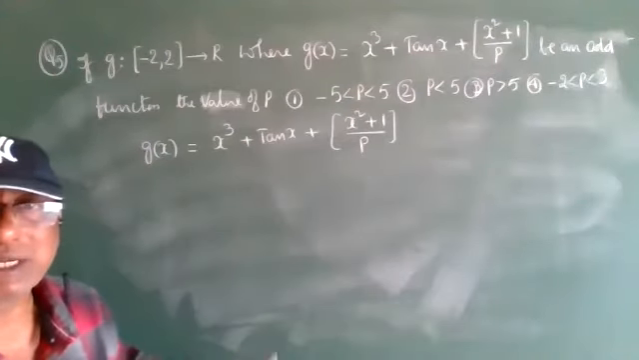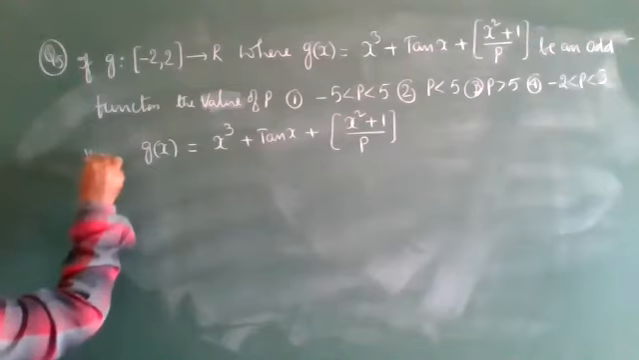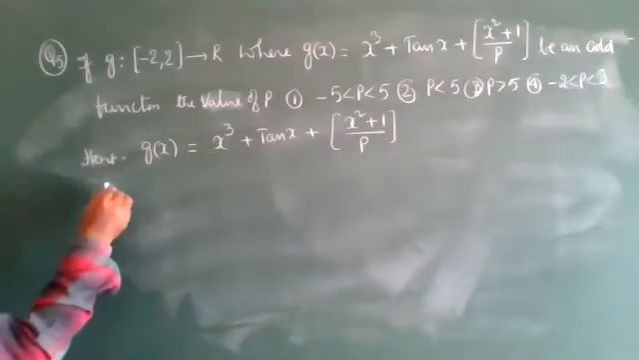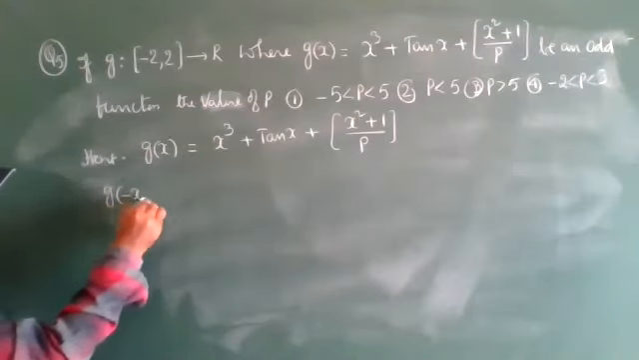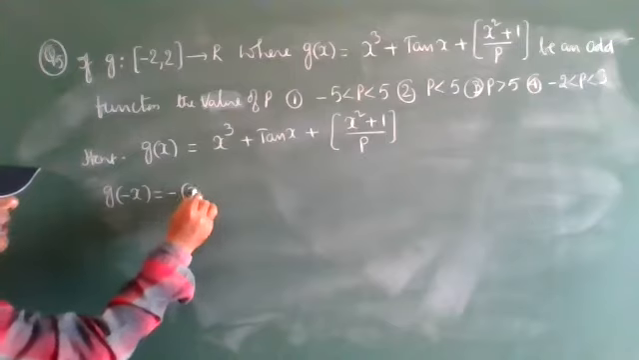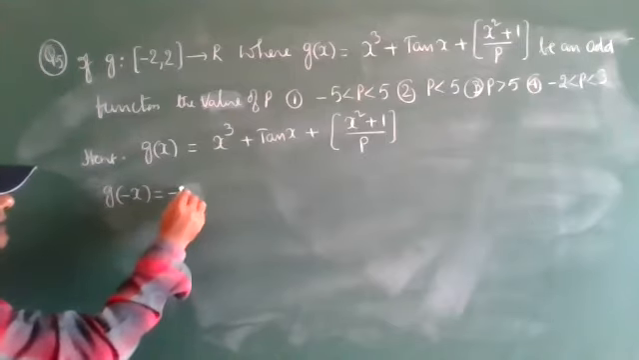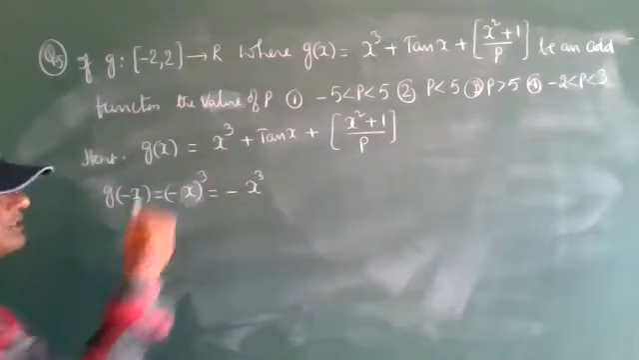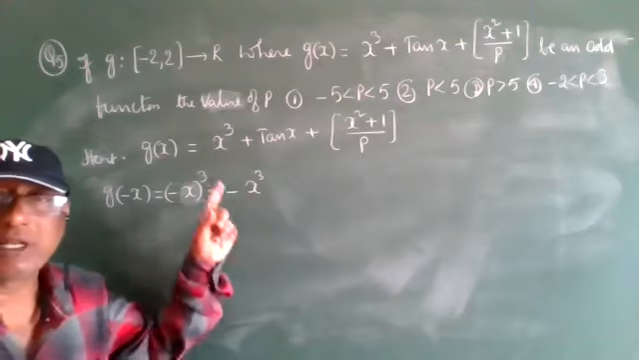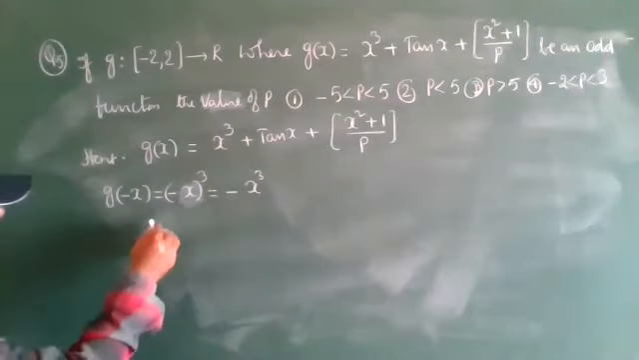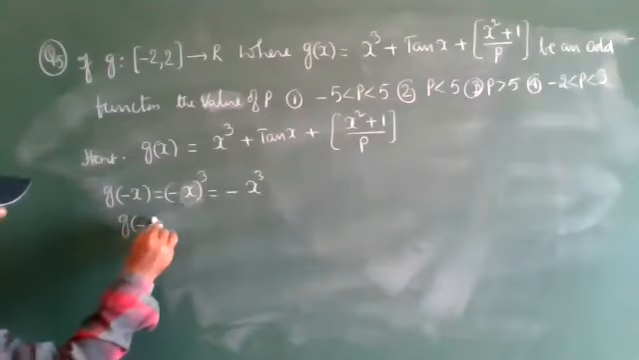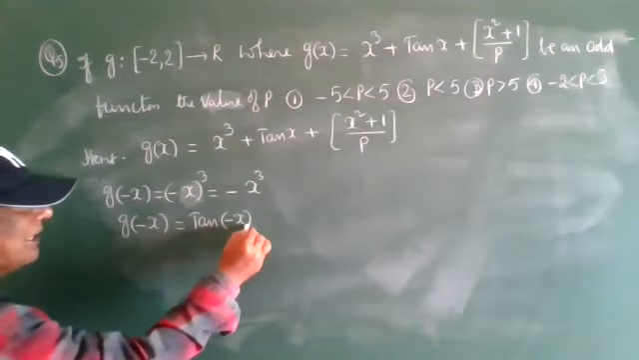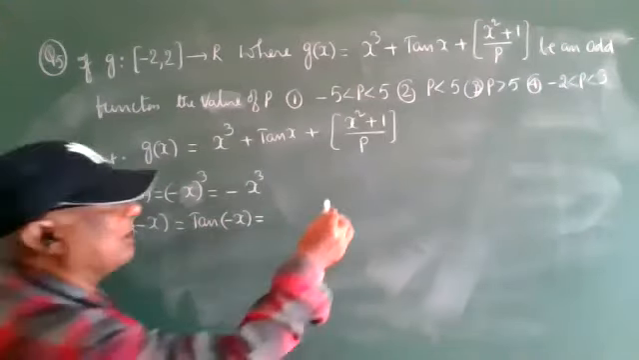So g of x is an odd function, it is said. Observe: x cube is an odd function because g of minus x is equal to minus of x cube. Minus x cube means only the negative will come, negative of x cube means it is a negative function, therefore an odd function. Tan of minus x, g of minus x is equal to tan of minus x.